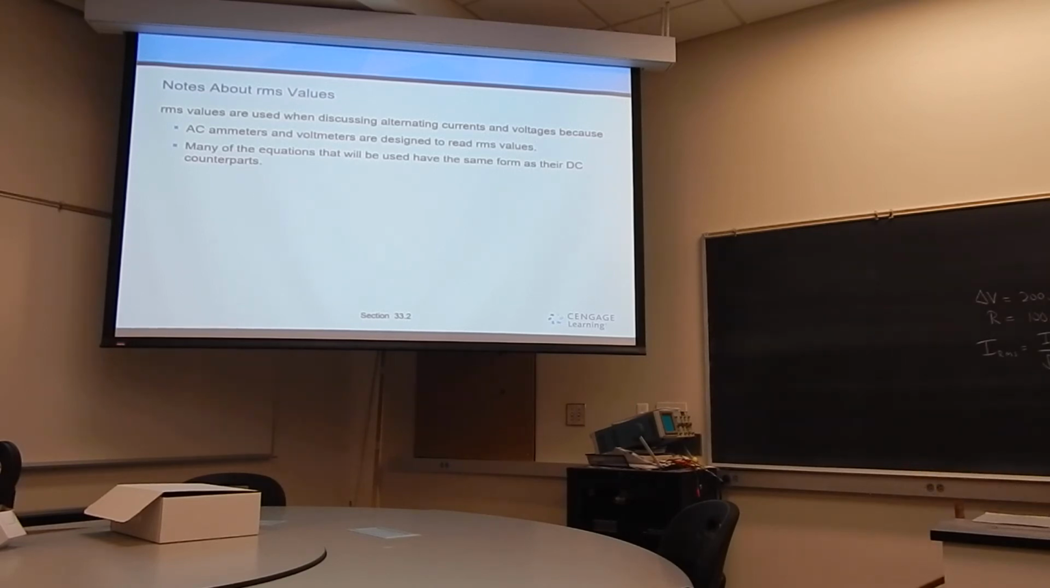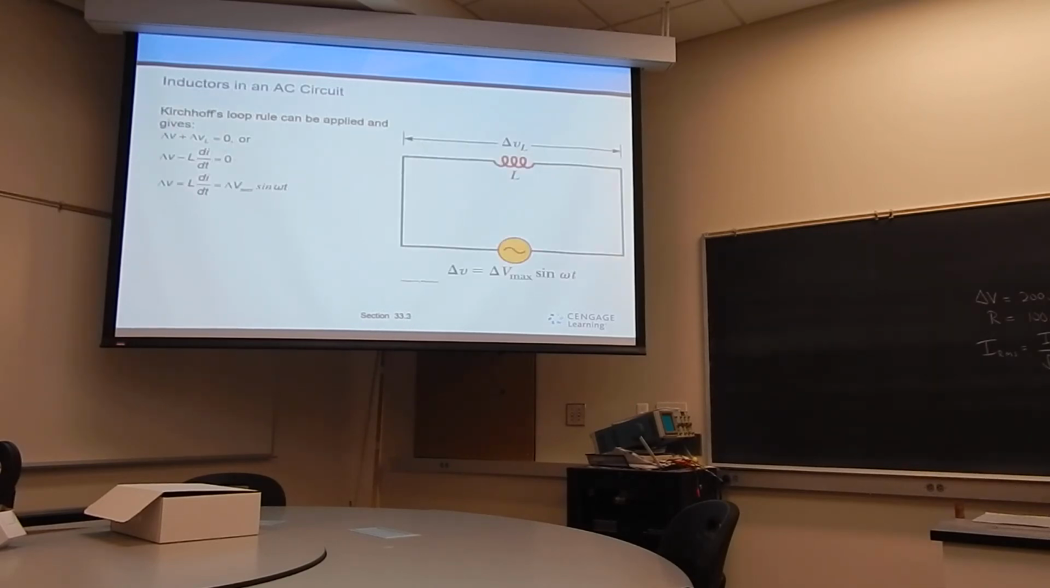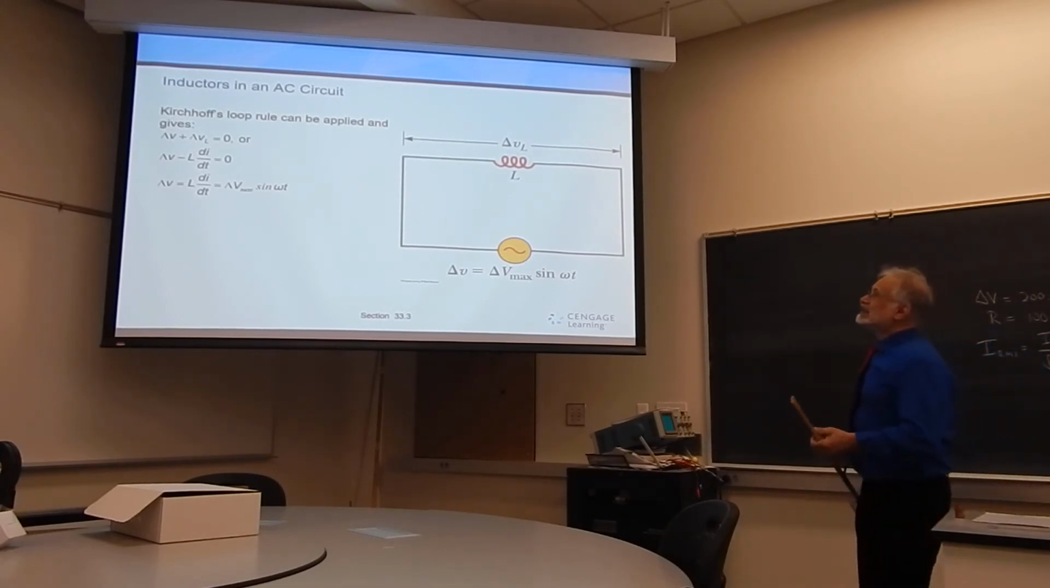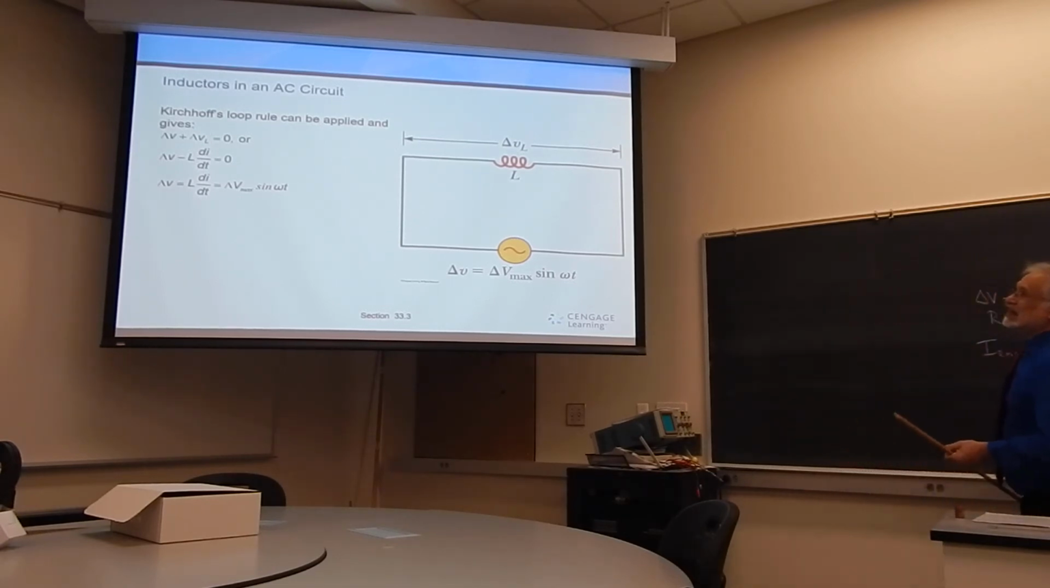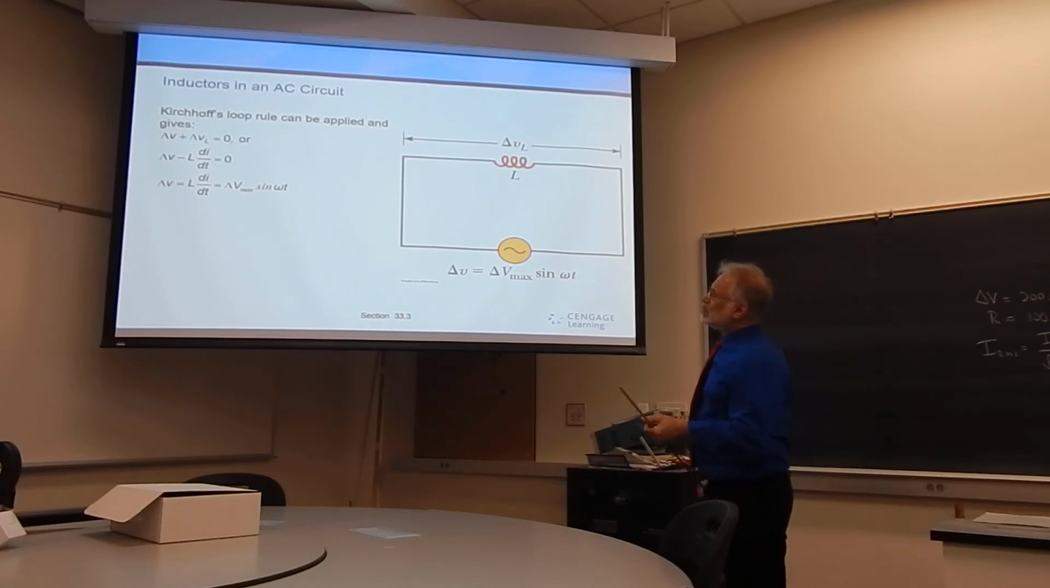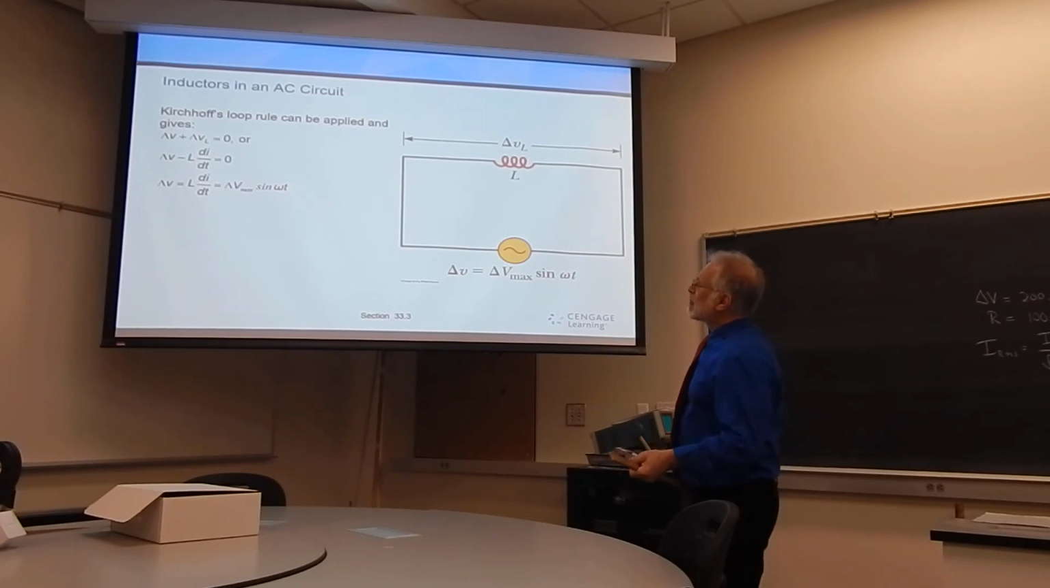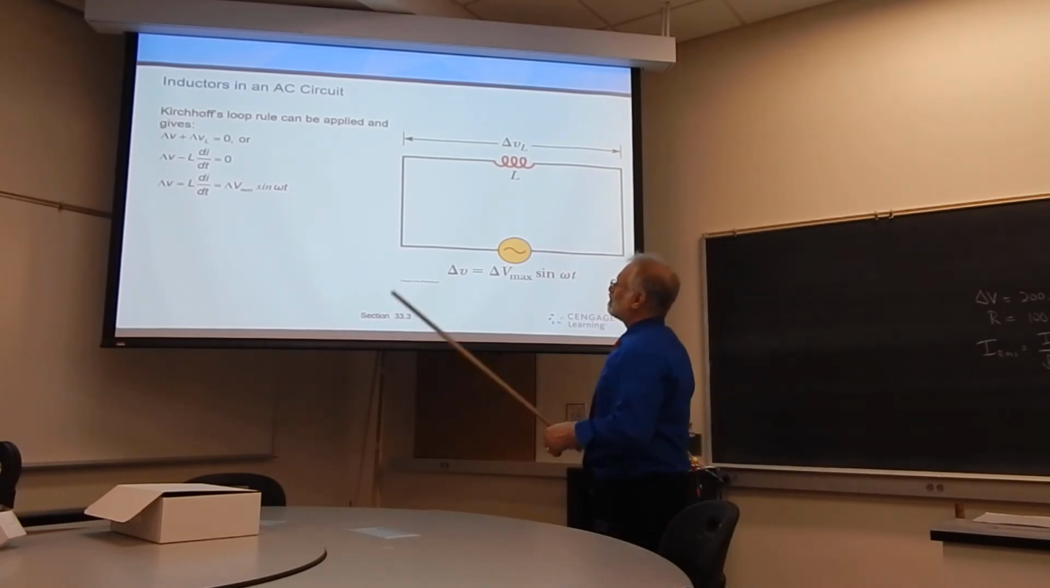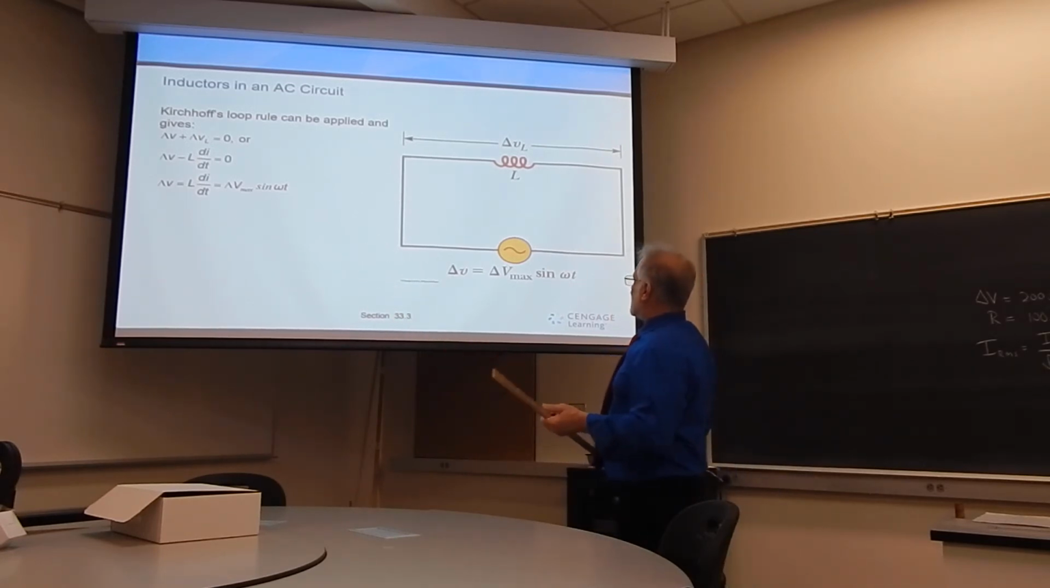Well, with that in mind, let's step on out to a different circuit element. That is an inductor. Suppose I have an inductor in an AC circuit. If I apply Kirchhoff's loop rule in this case, notice I have a derivative. It's not a constant like a resistor. I'm going to find that my maximum voltage goes as sine omega t.